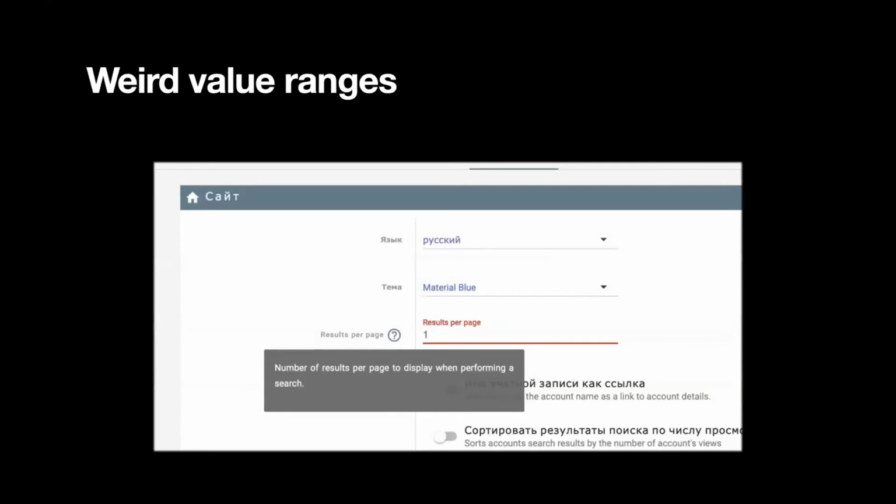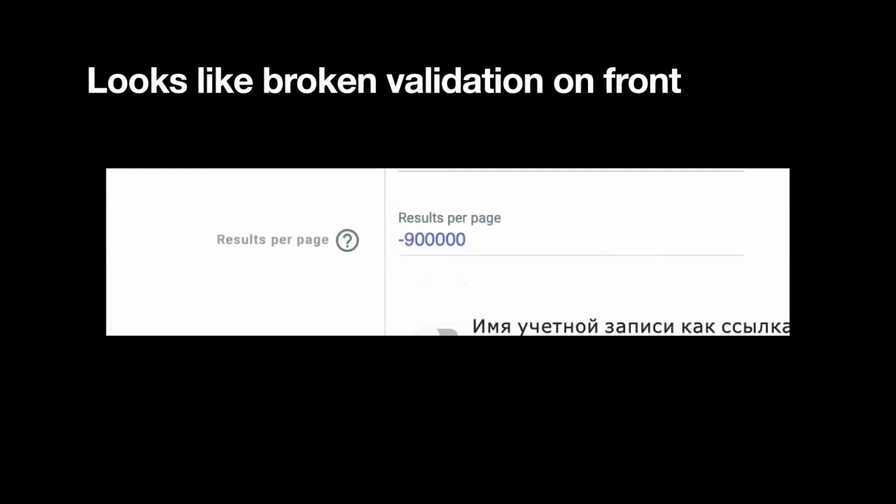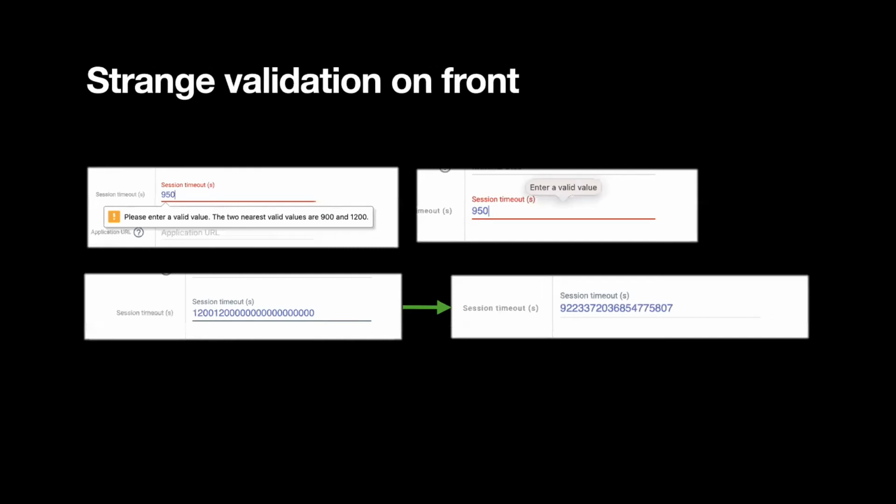About the UI, about validation on the front of some values. For example, when you see it for the first time, you don't understand what you should put there. You can put 9, for example, number 9, number 10, but at some point you could put minus 900,000, and it will work. And in other examples, you just put some number and it says that maybe you should put some valid values between those and those, and there are no limitations at the front.